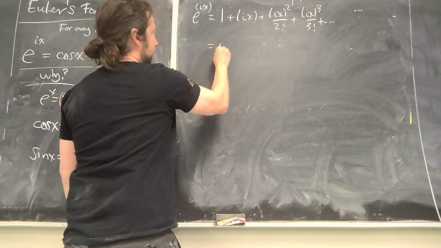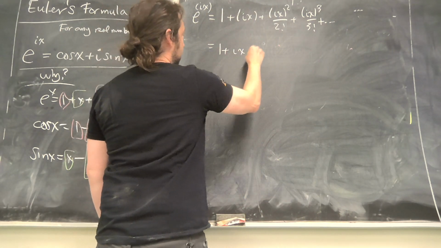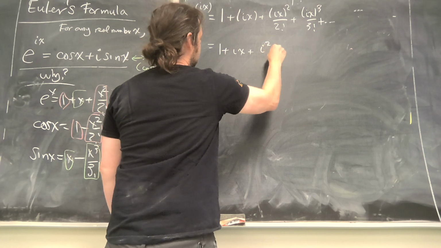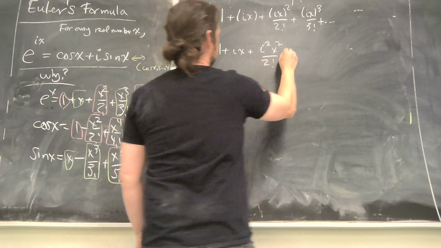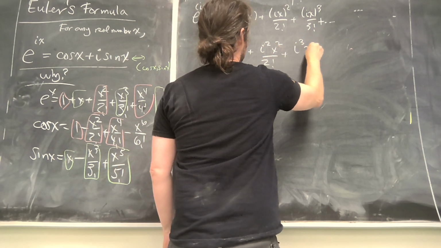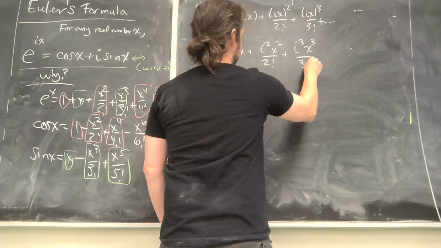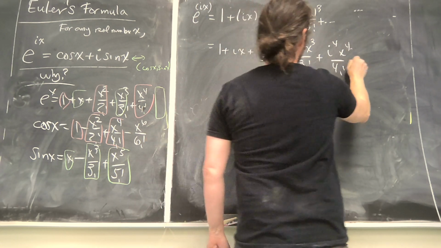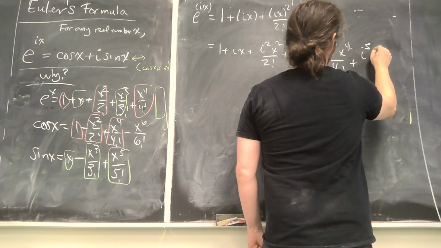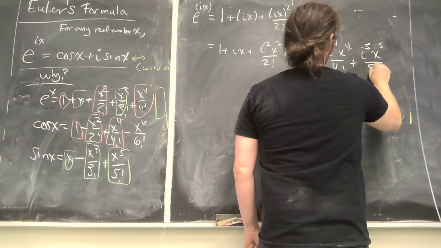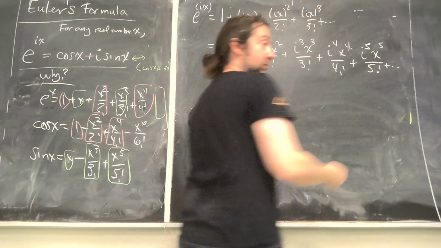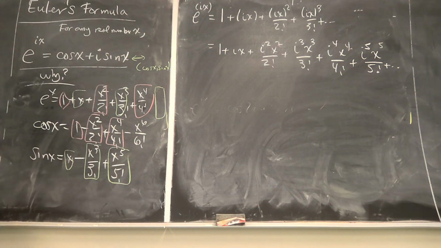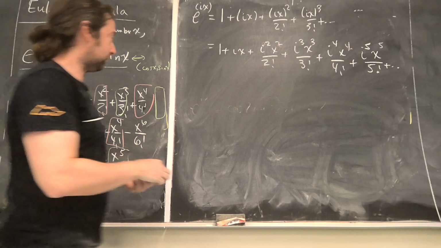I'm going to simplify this slightly. ix plus i squared x squared over 2 factorial plus i to the 3rd x to the 3rd over 3 factorial plus i to the 4th x to the 4th over 4 factorial. And maybe I'll throw in the i to the 5th x to the 5th over 5 factorial. And the pattern continues. I've chucked in the i. What does i squared equal? Negative 1. Okay, now I'm going to be very careful.